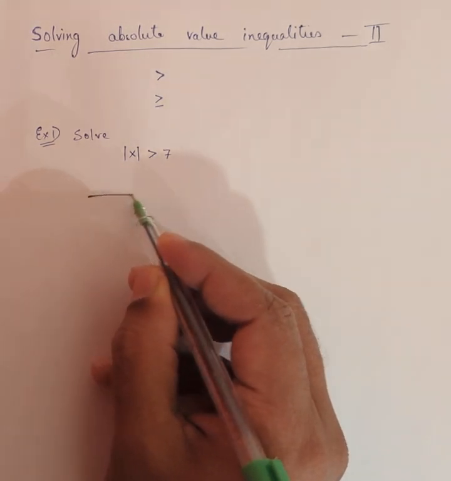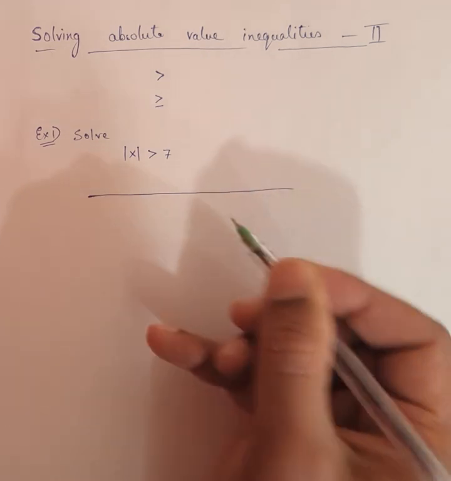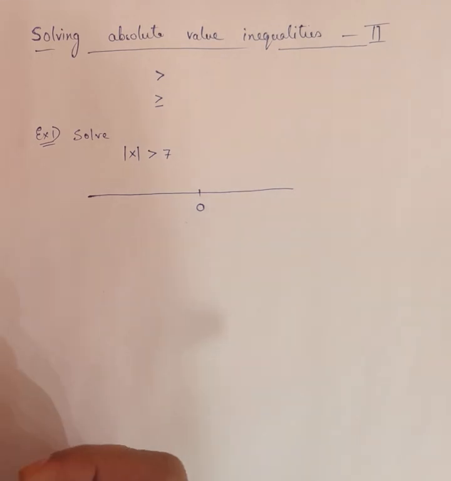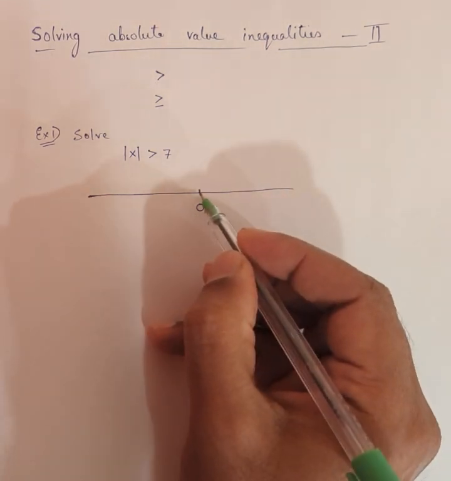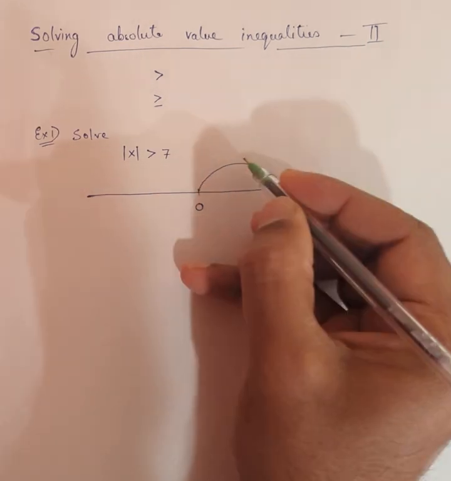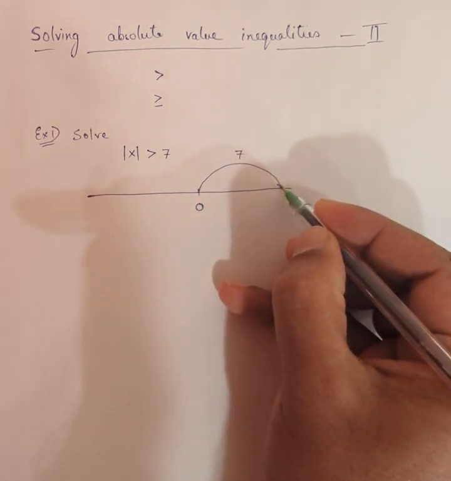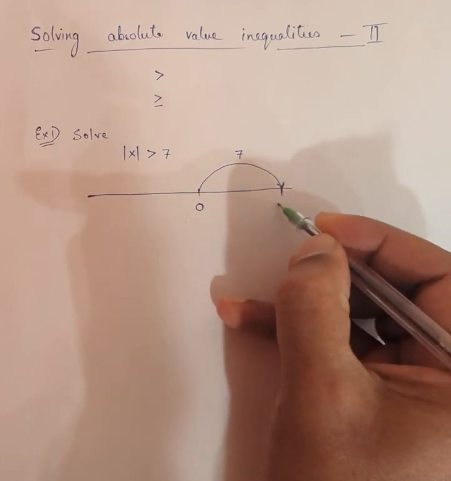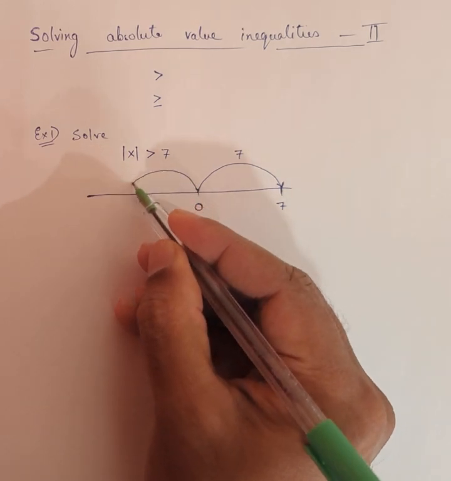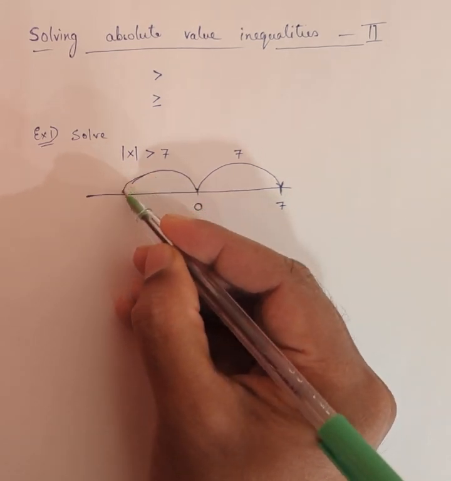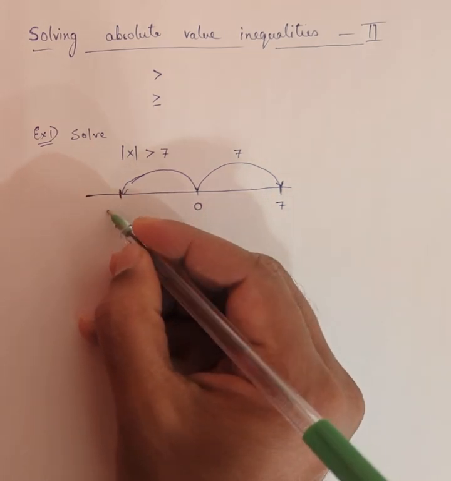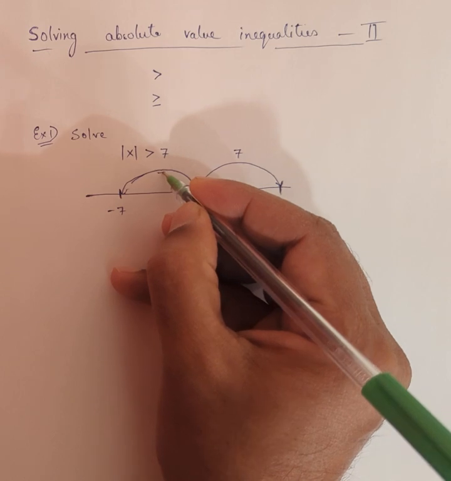So I want to think number line and mark 0 somewhere. If I go 7 units to the right, so if I go 7 in this direction, I will arrive at positive 7. And if I go 7 in this direction, I arrive at negative 7. So they're both 7 units.